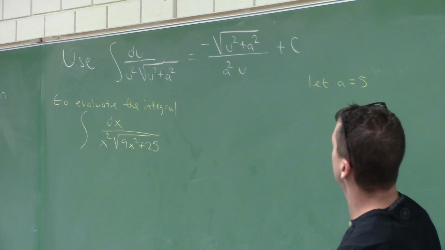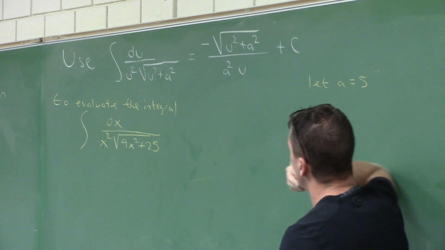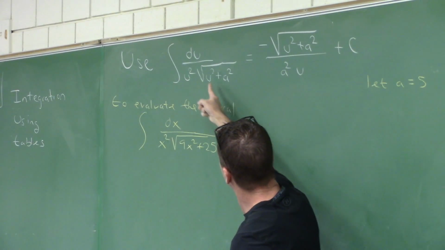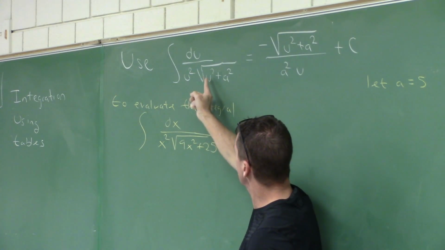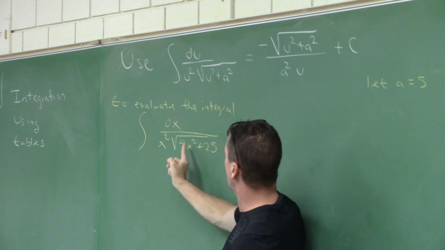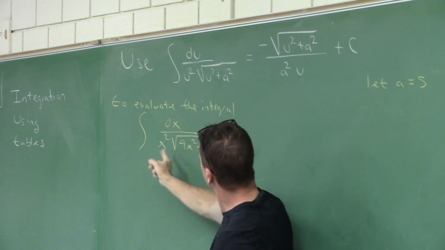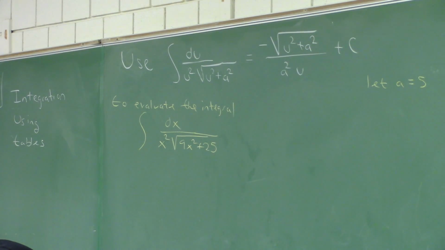Now, what about the u? What am I going to let u equal to? Does everyone agree? So look at it carefully. Over here it's got u squared, and in the problem we have 9x squared. So u squared is 9x squared. Does everyone see that? Well, we're going to let u equal 3x, correct? All right.